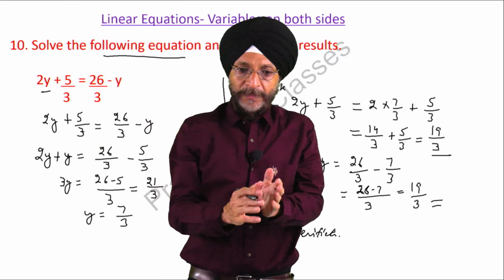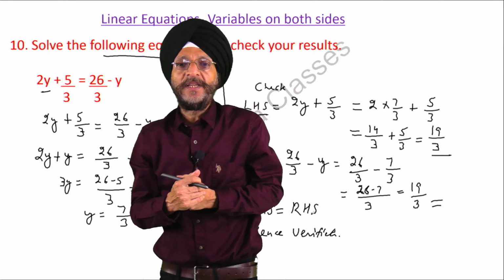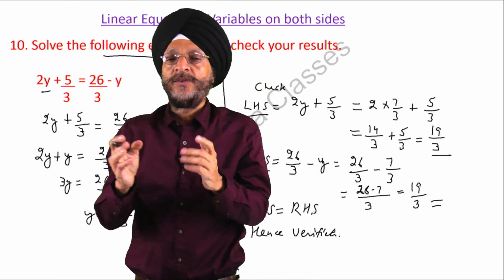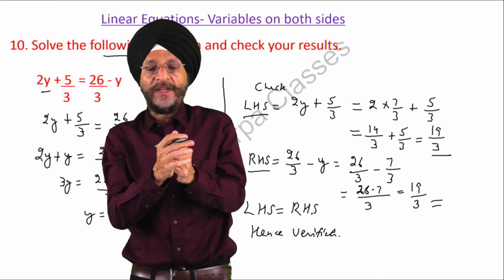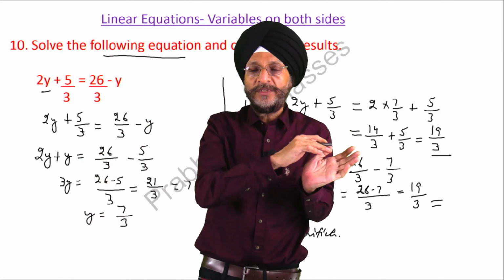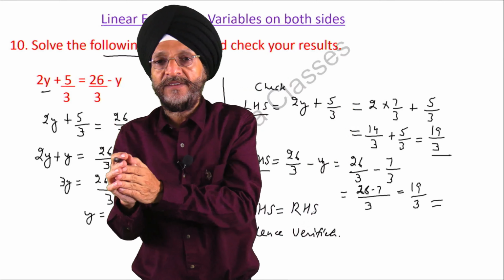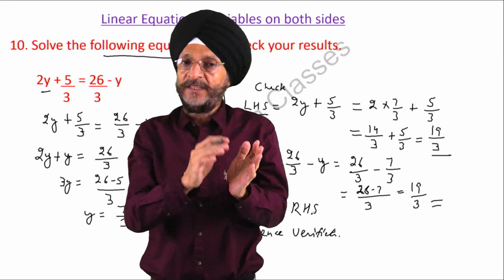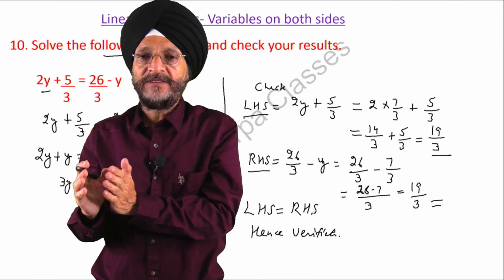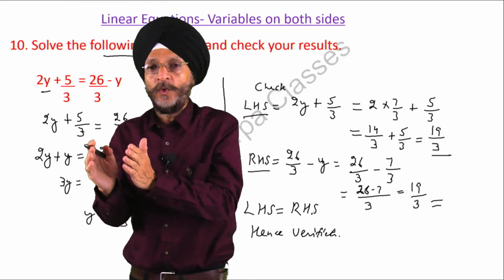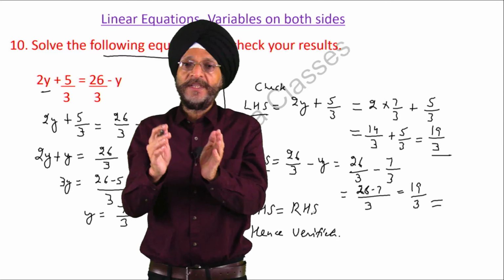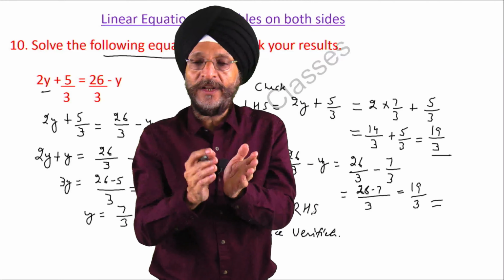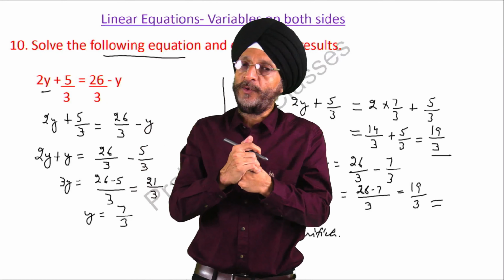These are very simple questions where we are to simply find out the value of the variable, and then we have to put the value of the variable on both the sides, that is on the left hand side and right hand side, and we will find out whether the left hand side is equal to the right hand side. If the left hand side is not equal to the right hand side, it means either we have calculated the wrong value of the variable, or the equation given is wrong.